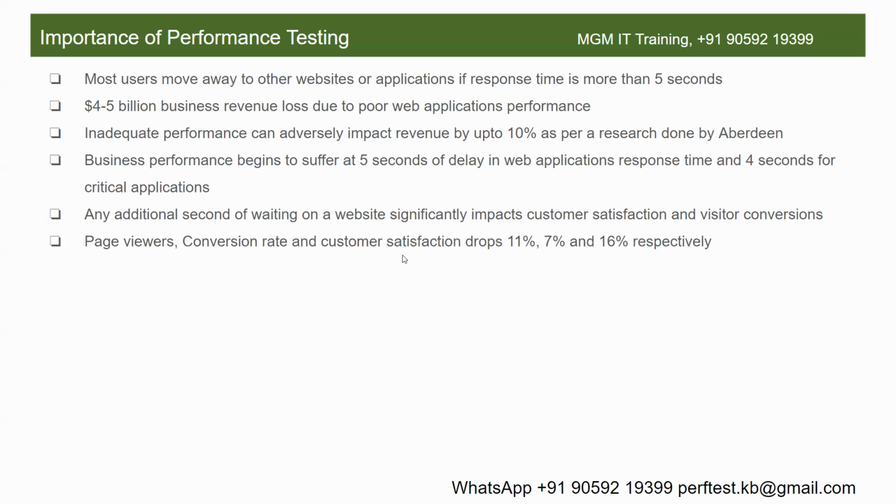Page viewers, conversion rate and customer satisfaction drop by some 11%, 7%, and 16% respectively. No need to remember these numbers, guys, but what you need to understand is that if your web application is performing slow, or if your mobile app, because this applies to mobile apps also, is not responding, then page viewers, conversion rate and customer satisfaction drop by this much percentage. It will significantly impact customer satisfaction and it will significantly impact the revenue of the business also. Clear, guys?